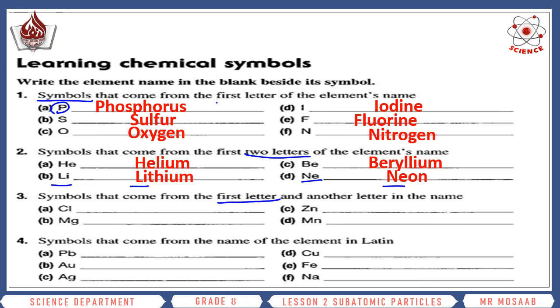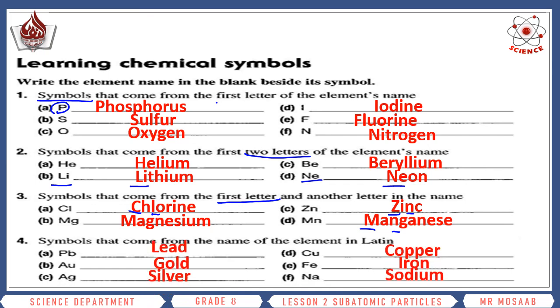For example, chlorine, they have taken C with L. Zinc, Z and N. Manganese, M and N. The 2 letters are in the same word, but they are not coming together.